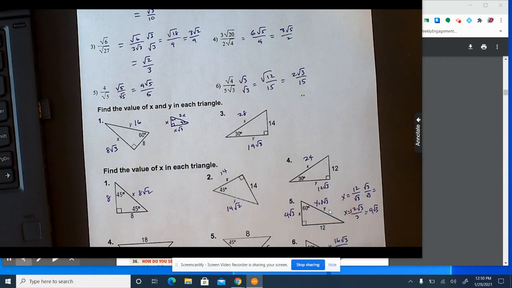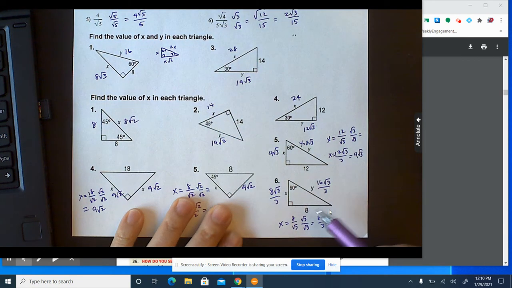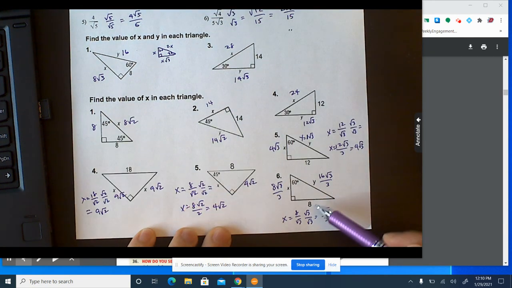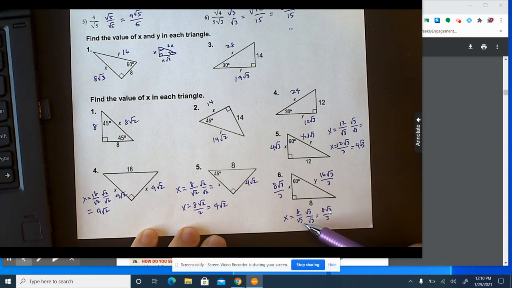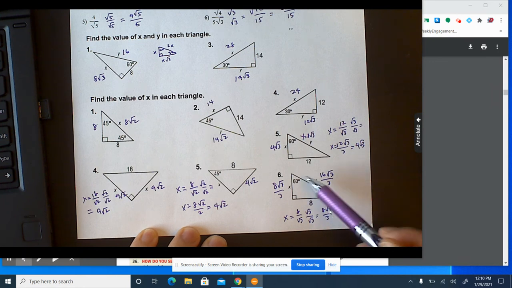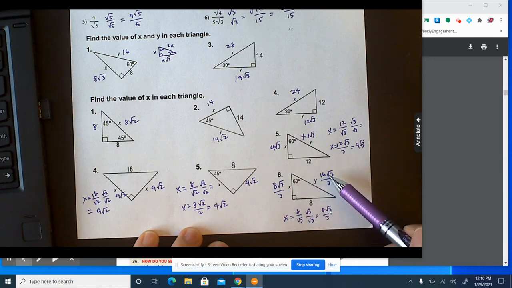Same question for number 6. Okay, just slightly different numbers. Okay, they give you the long leg. Okay, so, well, how big is the short leg? We'll just divide by root 3. So 8 over root 3, multiply top and bottom by root 3. So you have 8 root 3 over 3. And then the hypotenuse is just twice as long as that. So 8 root 3 over 3 times 2. So 8 times 2 is just 16.